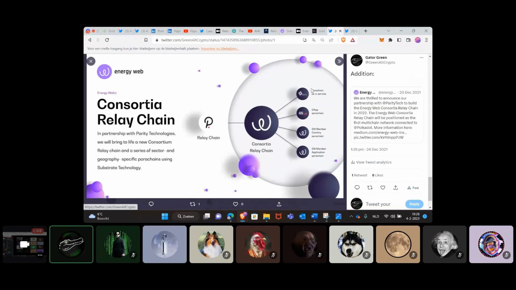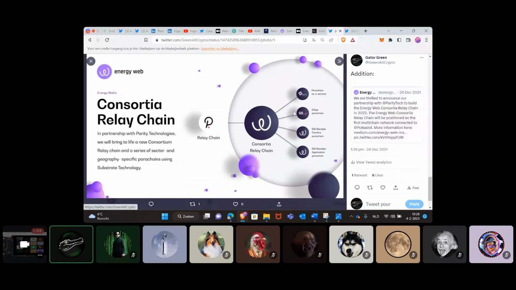Anyway, you see the Relaychain and the consortia Relaychain by EnergyWeb, and then you see Parachain as a service, and you see the Grid Singularity DApp Parachain, right? So this picture was very good to get a bit more than a year ago, almost two years ago. It showed us that we were right about the Parachain coming, and that was really great news.